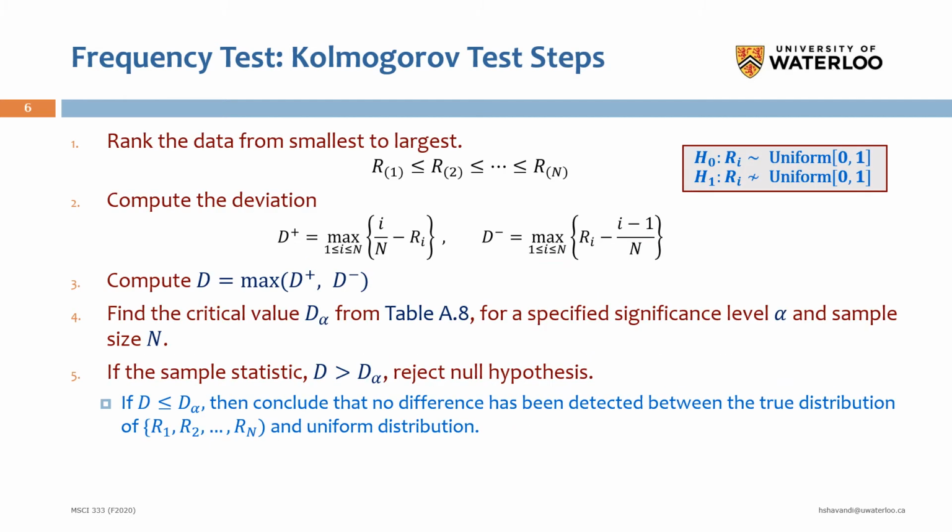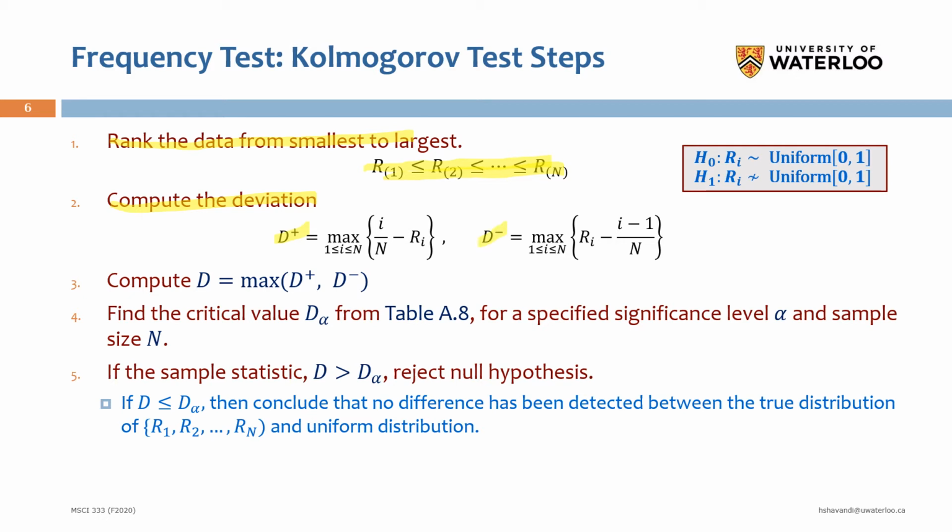So here we have the steps of the KS method. At first, we need to rank the data from smallest to largest, so we sort them in ascending order. And then we compute the deviations. Here we calculate two maximum deviations, D plus and D minus.